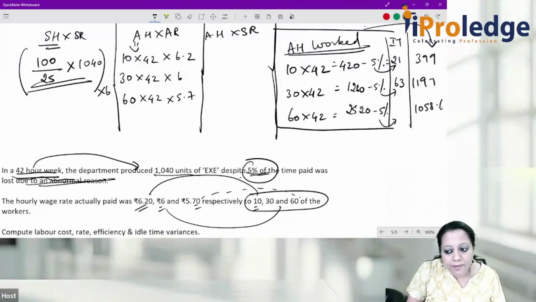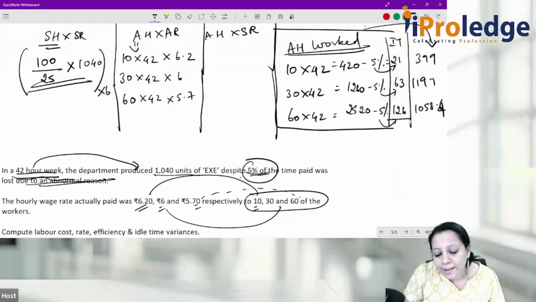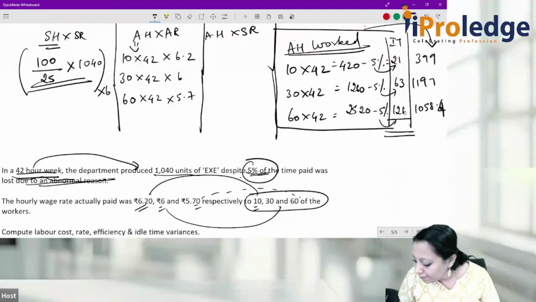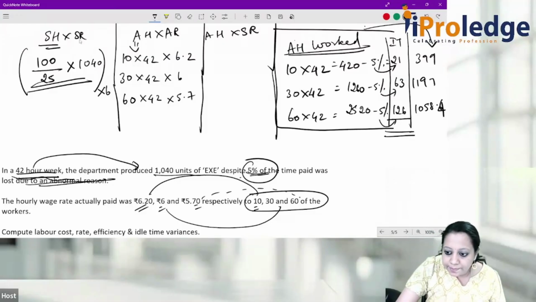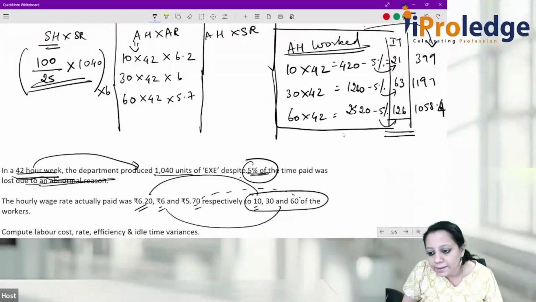1058.6. And 0.4. And what about this? 126. All right, ma'am. Now we will total the idle time. 21 plus 63 plus 126 is 210. Right, ma'am. That's all over.